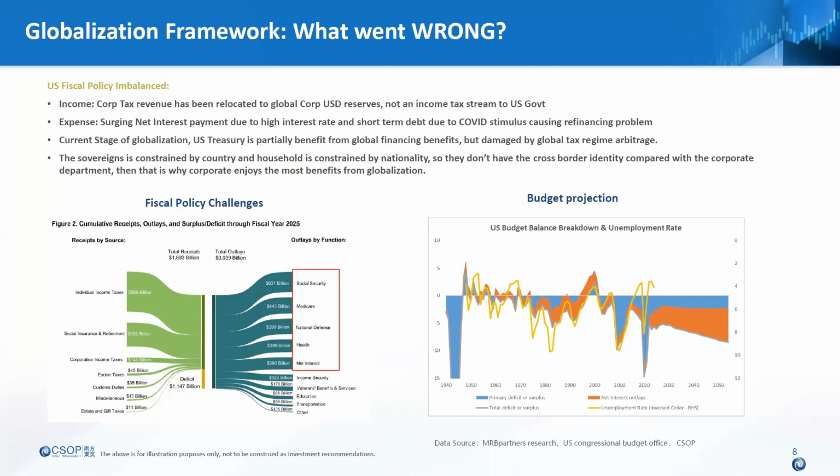their corporates' global presence. And the reason is quite simple: the sovereigns or the governments are constrained by their country, and households are also constrained by their nationality. So they don't have a so-called cross-border identity as compared to their corporate counterparts. That's why corporates enjoy the benefit, but the government side doesn't.